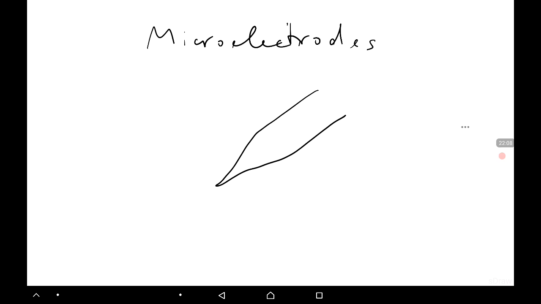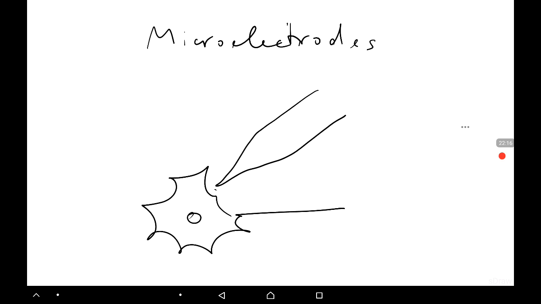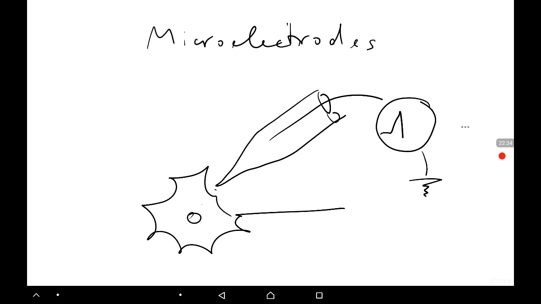Another method is called microelectrode method. So microelectrodes may be with very thin tip, which may be close to the neuron. This is a neuron, and we can use an amplifier to amplify the electrical activity of a neuron. So with this method we can use the amplifier to see an action potential, for example.